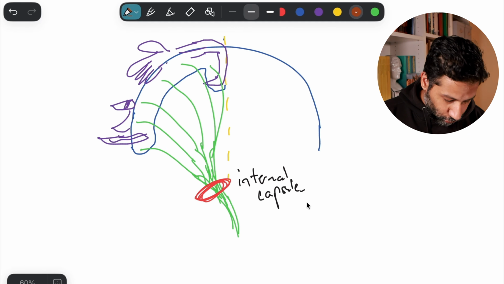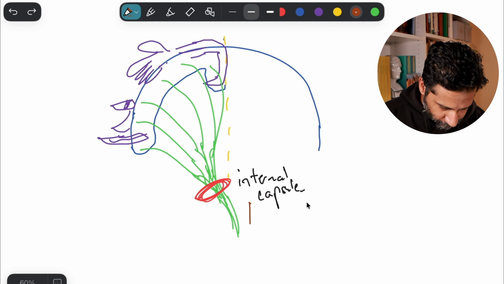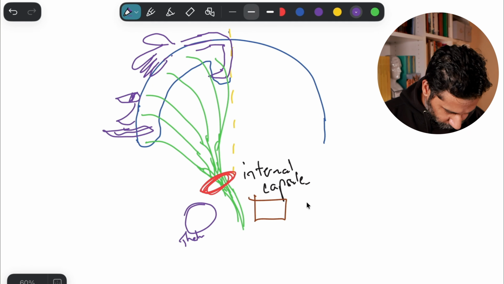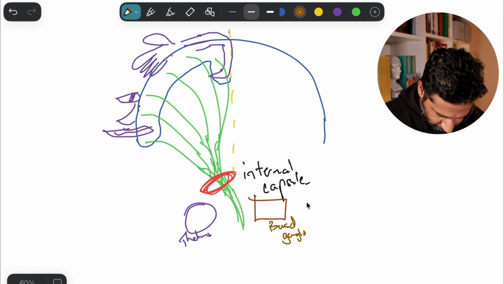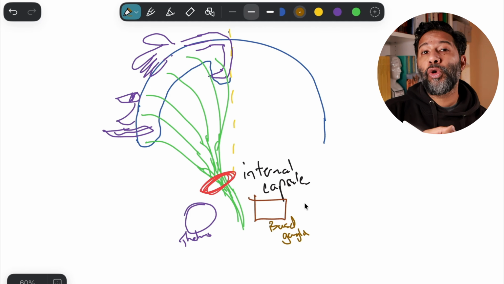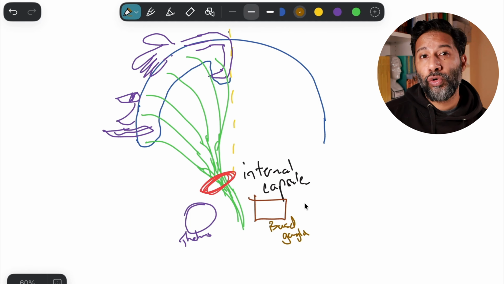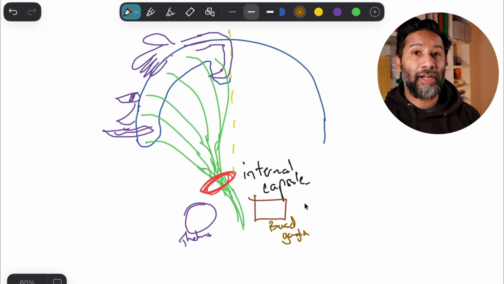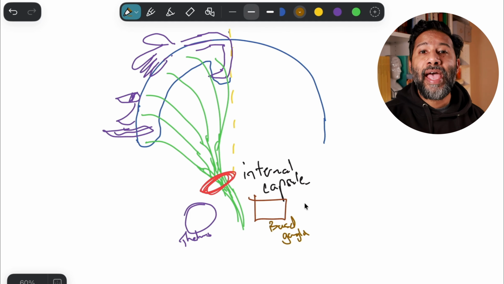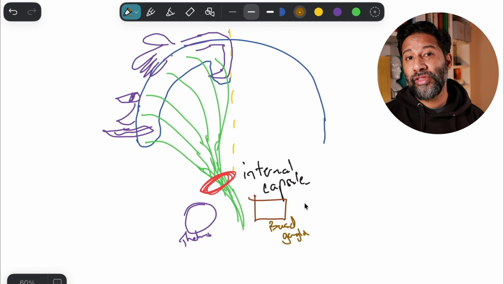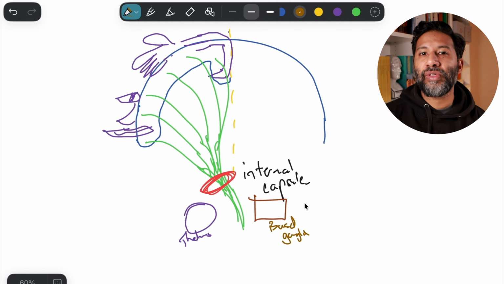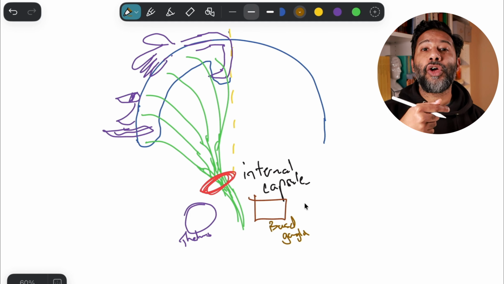So if we were to draw these two structures, we'd say basal ganglia here, and let's just say thalamus here. Basal ganglia are other subcortical structures below the cortex that we marked on our map early on, and we'll come back to them and give them a whole episode later in the series. But for now, all you need to know is that the internal capsule runs right between them.